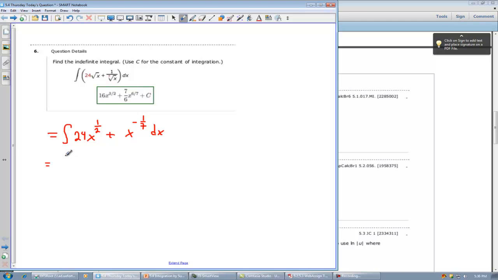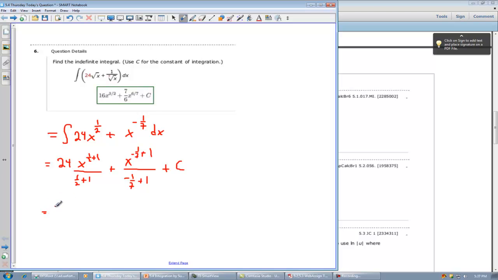Okay, once I have it in power form, it's pretty simple to solve. I add 1 to the power and divide by it. So this is equal to 24 x to the 1/2 plus 1, and then divide by it. So 1/2 plus 1, and then plus x to the minus 1/7, add 1, and divide by it. So minus 1/7, and of course plus c. And then the rest is just some arithmetic.